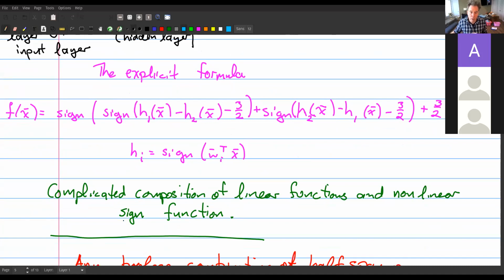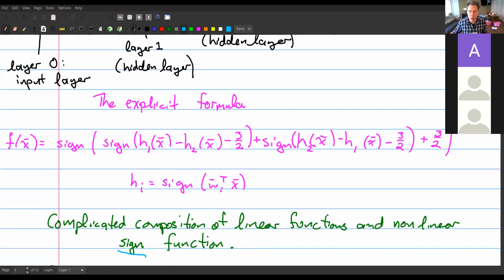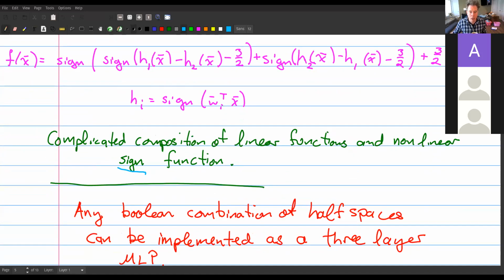So that's going to be true of neural networks in general. You can always write them out as big formulas, and they're just going to be linear parts and then compositions with some activation function, which is not going to be sign usually. It's going to be something else.